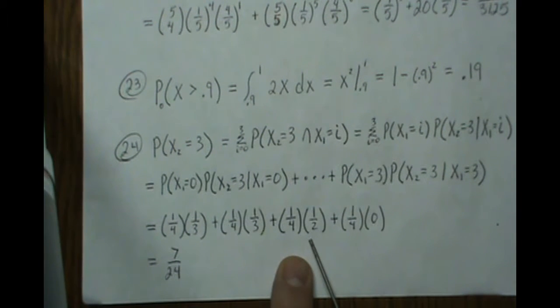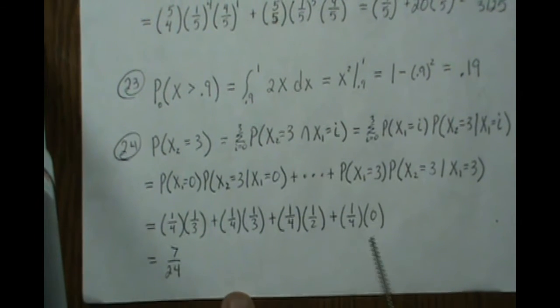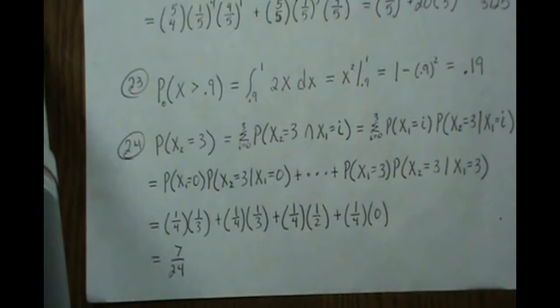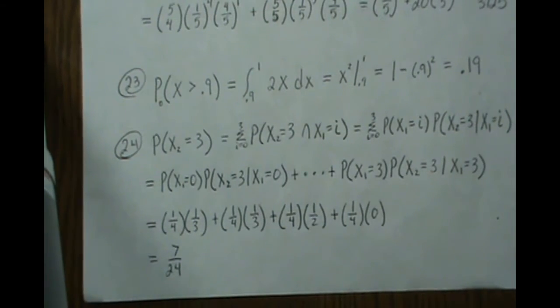Here we draw a 2. Probability of drawing a 2 is 1/4, but we have to take out the 1 and the 2, so there's 2 balls left. What's the probability we draw a 3? 1/3. And then here we draw a 3, take them all out. There's no way that we can draw a 3. So the answer is 7/24.